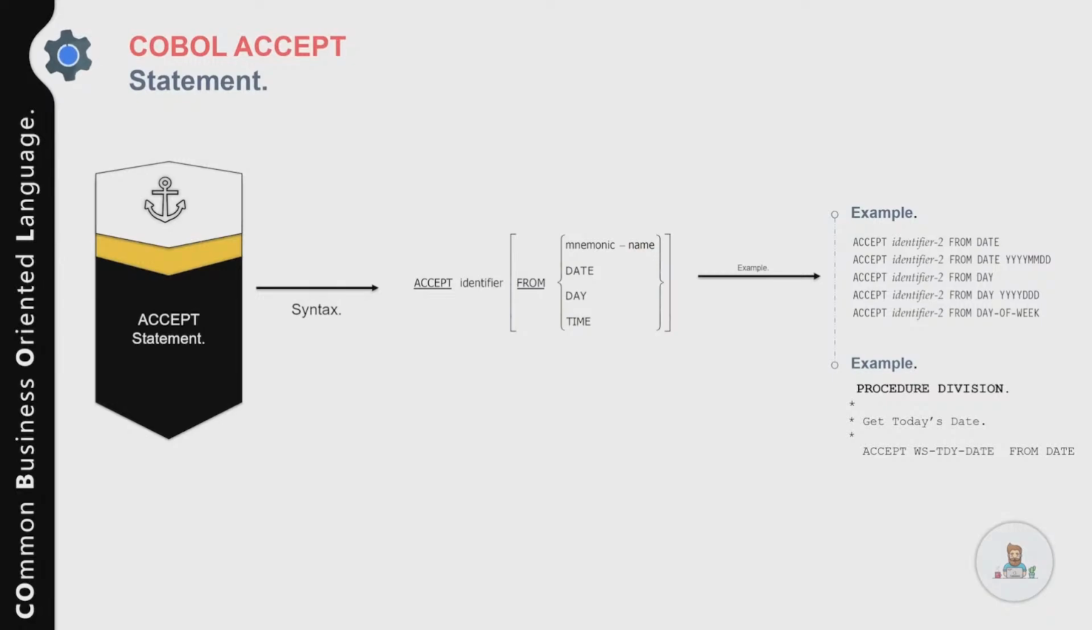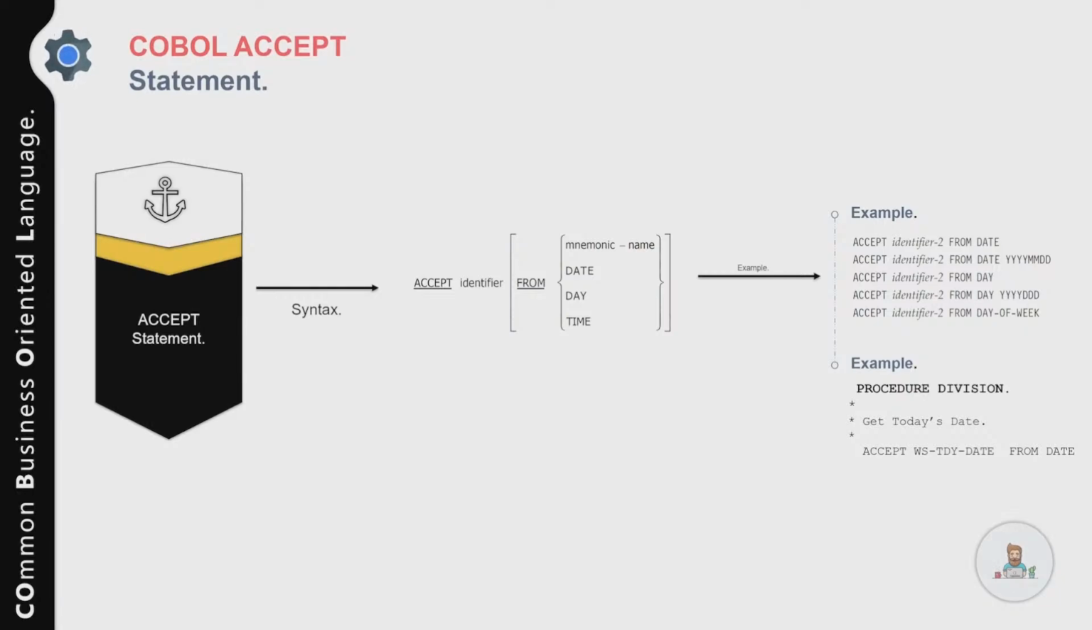Now let's talk about a couple of examples so that you can understand how you can use the accept statement in your COBOL program. In the following example, we have used the accept statement. After that, you have identifier 2, which could be your variable where you want to store the date. And after that, we have included the from keyword, and then we have specified the date. And similarly, you can specify the format of the date that you want to get from the operating system. And similarly, there are other options as well, and you can use them as per your requirement.